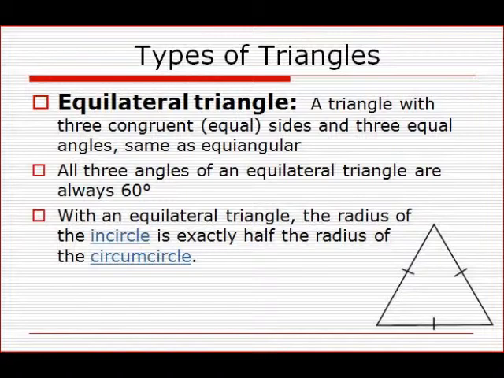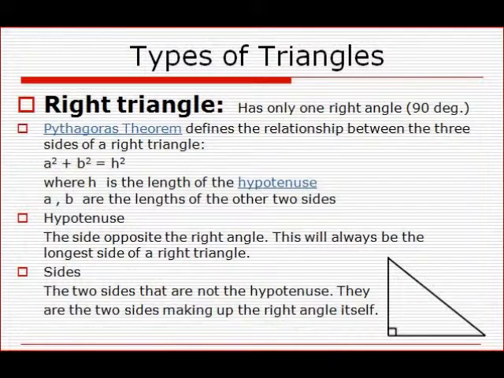With an equilateral triangle, the radius of the incircle is exactly half the radius of the circumcircle. Right triangles figure prominently in various branches of mathematics.